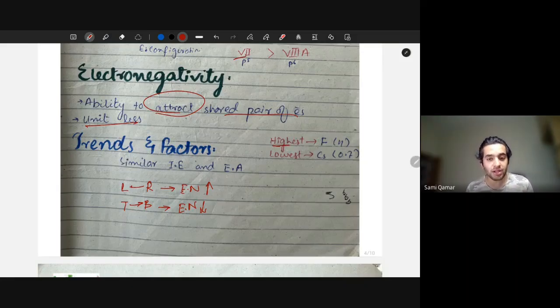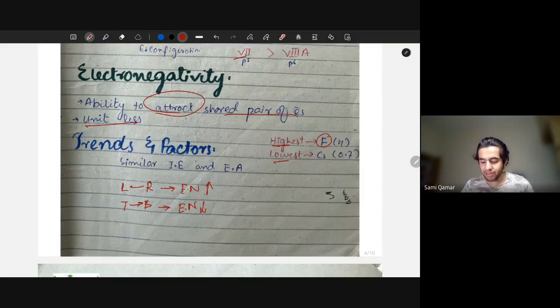Fluorine has the highest electronegativity. Why? Because it is at the top, rightmost corner. And why are we not including noble gases? Because noble gases do not participate in any kind of reactions, right? So what does that mean? Noble gases will not be attracting those shared pairs of electrons. Here a covalent bond will form, right?